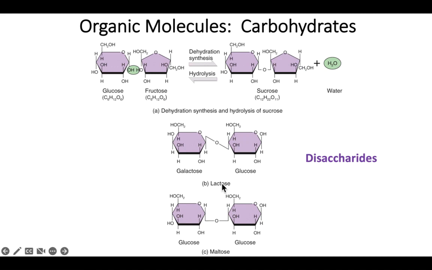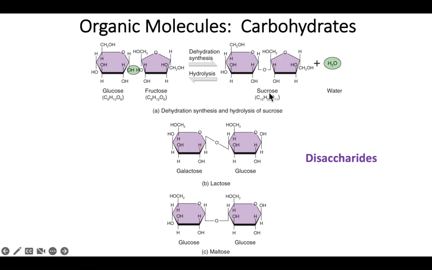Lactose, we've probably heard of lactose, that's milk sugar. That has 1 glucose and 1 galactose bonded together. And then maltose is another very common disaccharide. It's basically just 2 glucose molecules.